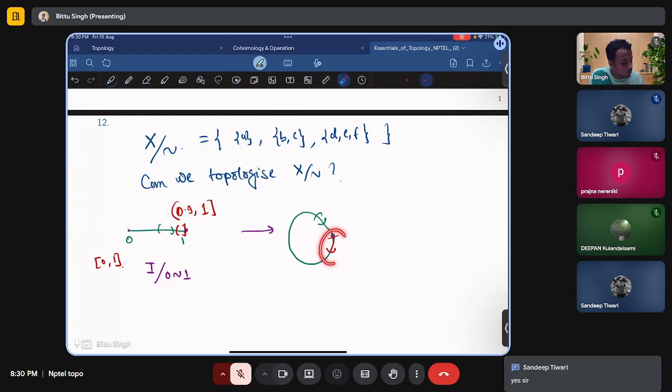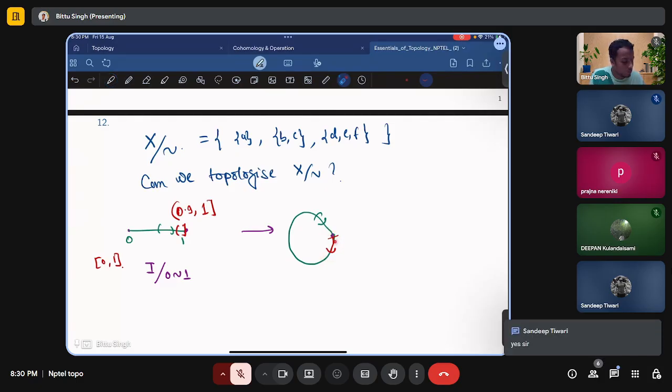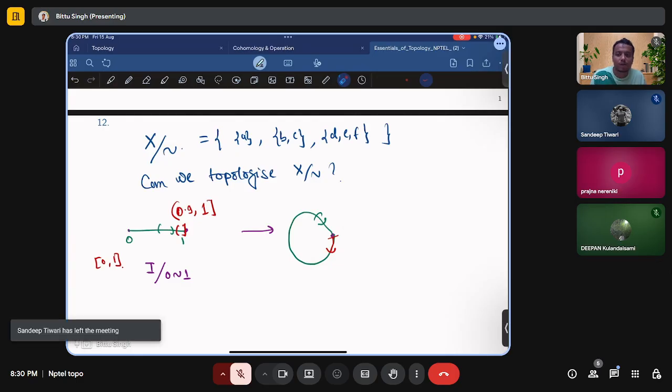Now the question, is it open? Is it open in this circle? What is your thought? Yes, this should not be open, right? Our sense says this should not be open because we want this to be a circle.